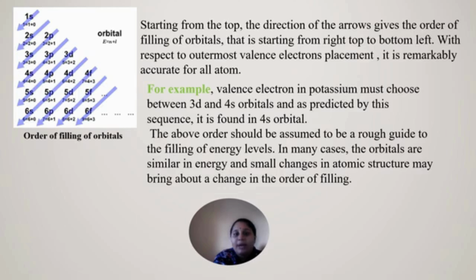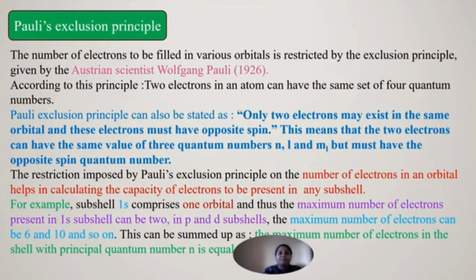The valence electron in potassium, for example, must choose between the 3d and 4s orbitals as predicted, but it is found in 4s. So in many cases, it may vary due to the structure or the change in the energy levels. A slight variation is observed, but the majority follows this rule.